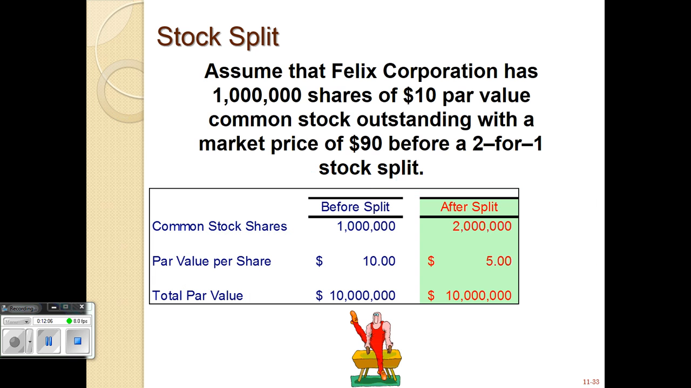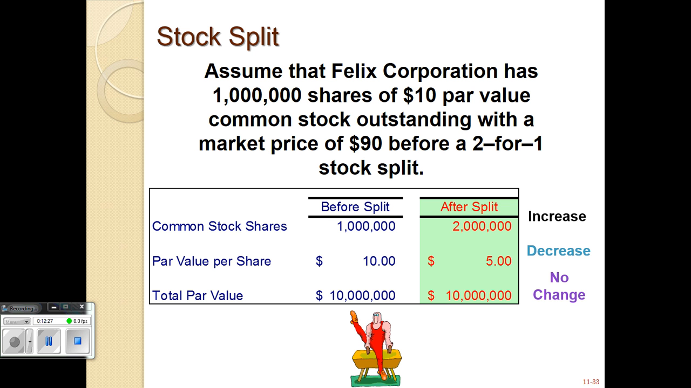So let's see how this works with the numbers. Before the split, we had 1 million shares, and they were $10 par for a total par value of $10 million. In this particular case, they did a 2-for-1 stock split. Quick note about why we would do a 2-for-1 stock split. In this case, the market price of the stock was $90.